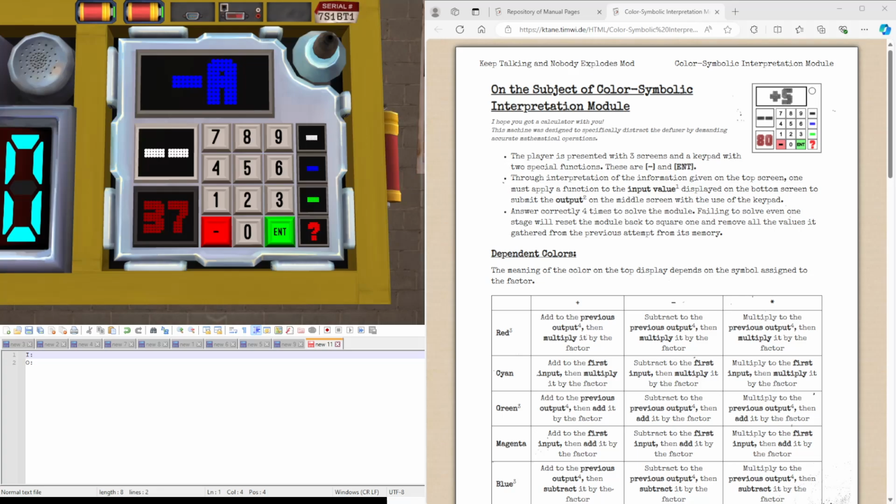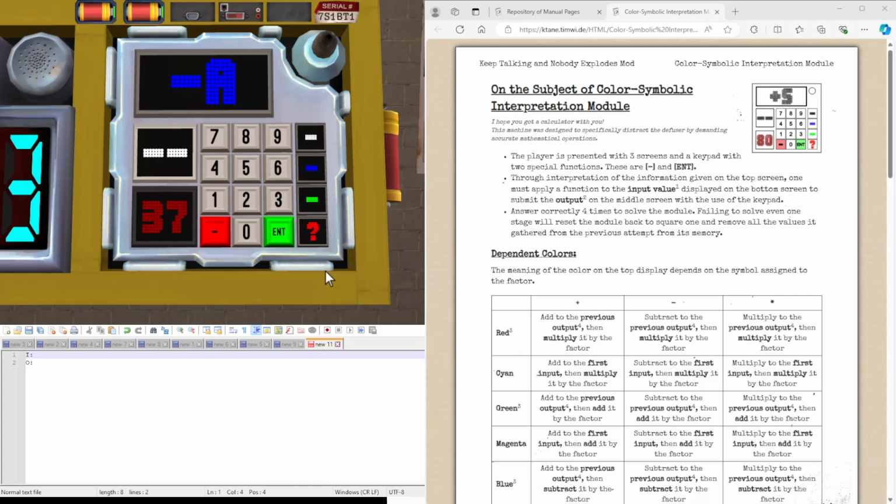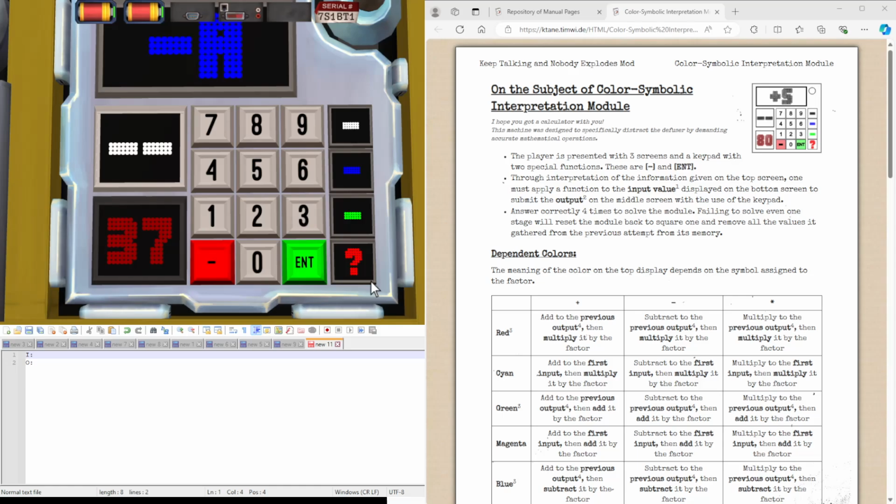Hello guys, Active here, and welcome to Color-Symbolic Interpretation module. This is what the module will look like. We'll have an operator sort of thing here. We'll have an input, which is this screen down here. An output, which is what we've got to type in. The keypad here, and the stage counter here. The stage counter here will just go up, and we have 4 stages.